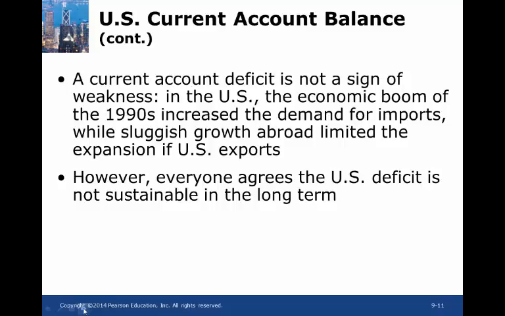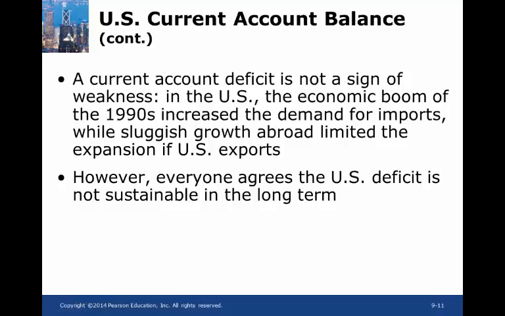So if I borrow $100,000, can you tell me whether that's a good or a bad thing? Probably not. It depends on what I use that $100,000 for. If I use it for investment purposes, then that probably was a good decision. If I use it just to have fun and party all the time, probably not. So it's not the fact that we are in a current account deficit that is a bad thing. We need to examine why we are there.